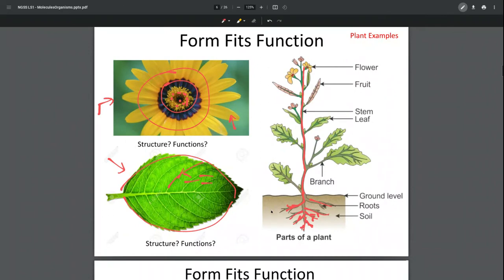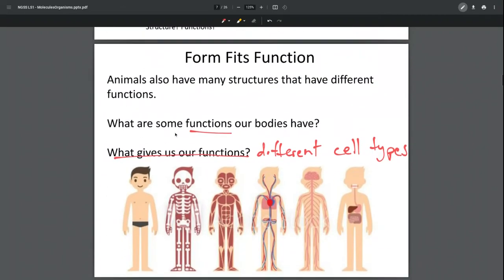Okay. As I'm talking, for example, this plant stuff here, I want to make sure that you're writing some stuff down. So, what are some structures and functions of the leaf? What are some structures and functions of the flower? Okay. So make sure you're getting that stuff down.